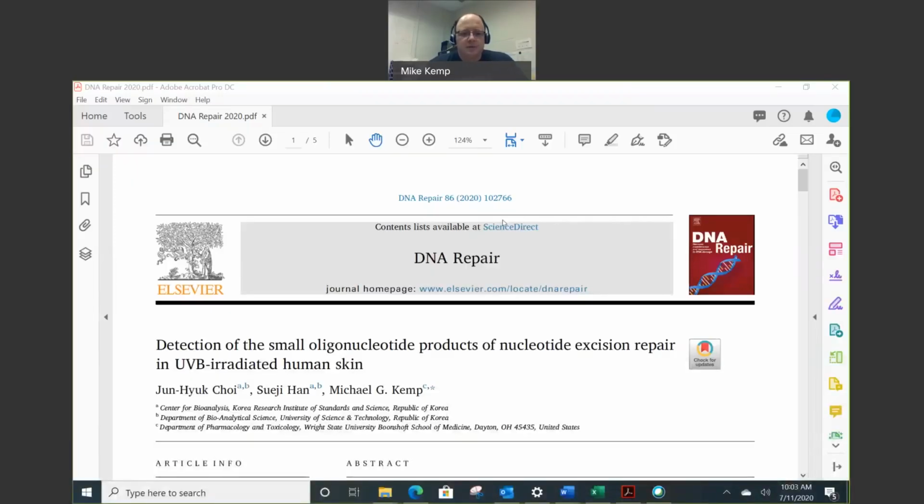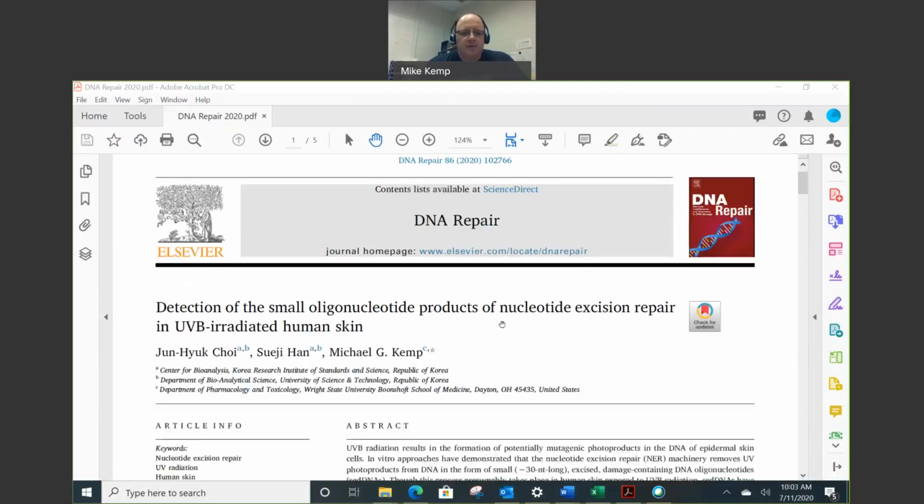What I'm going to talk about next is a paper that was a collaborative project between Choi in Korea and my laboratory. We published in early 2020. The title of this paper is The Detection of the Small Oligonucleotide Products of Nucleotide Excision Repair in UV-irradiated Human Skin. So the focus of this is really to look at actually measuring a specific output of the nucleotide excision repair system in the context of human skin.